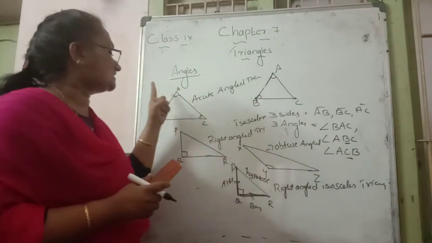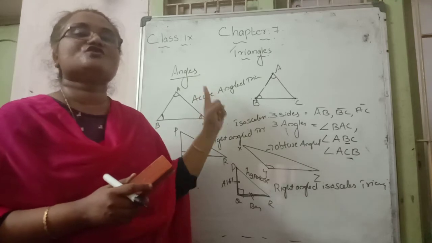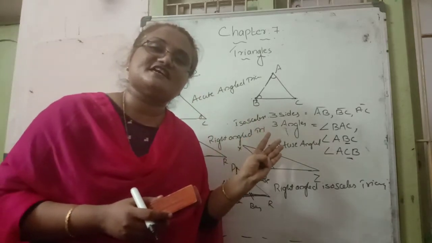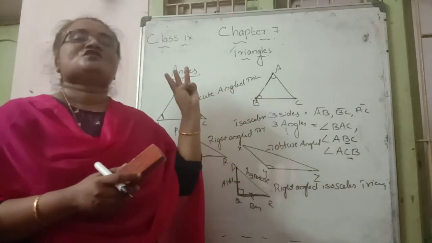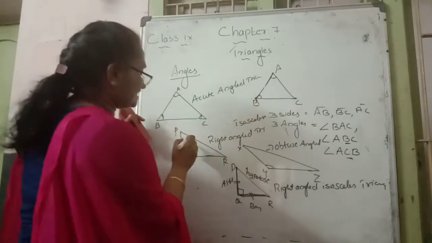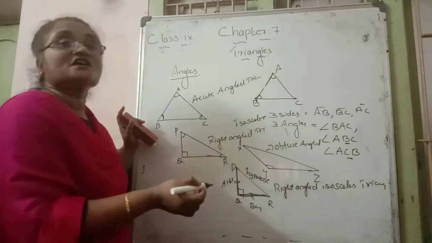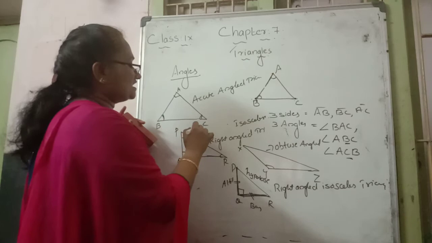So how many are there? With respect to angles, triangles are classified into four. First, all three measurements become less than 90 degrees. Such a triangle we call acute angled. Then exactly 90 degrees: one angle becomes exactly 90 degrees, and the remaining two angles, P and R, become less than 90 degrees. That means only acute angles will come.